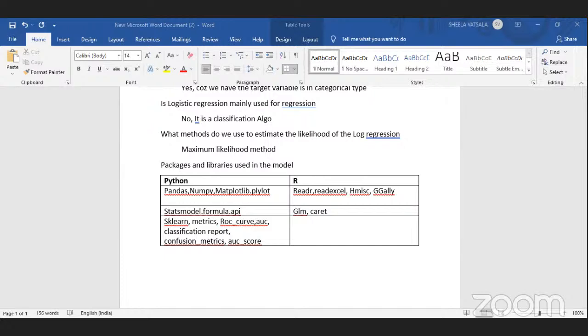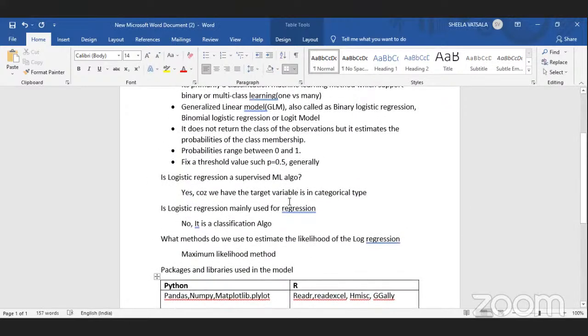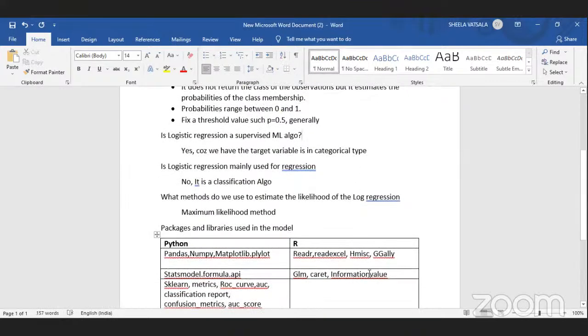and we also use information value in order to find an optimal cutoff, right? This information value is typically used for understanding what is the threshold that we discussed here, right? Fixing a threshold value can be done using this information value.